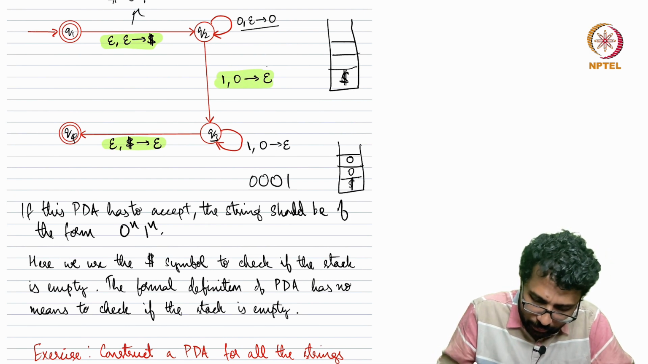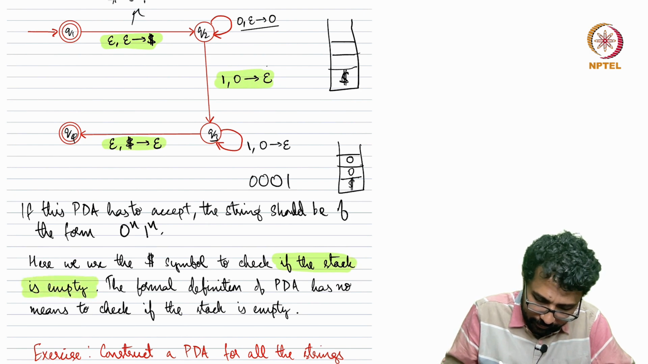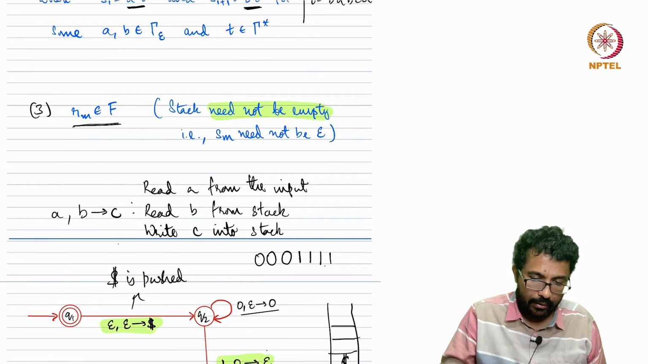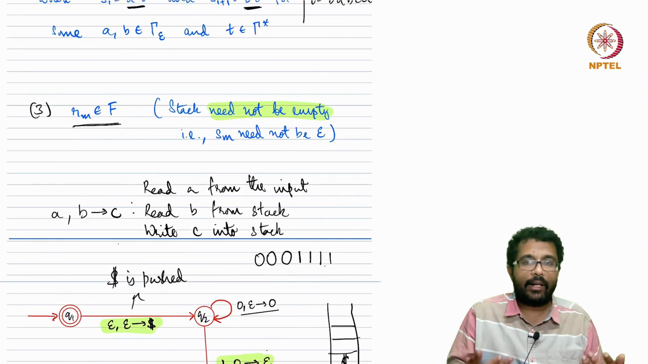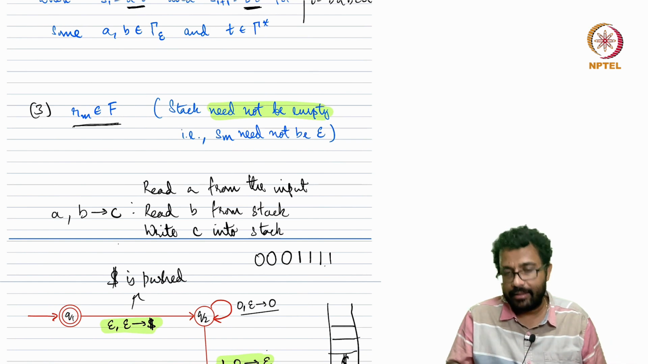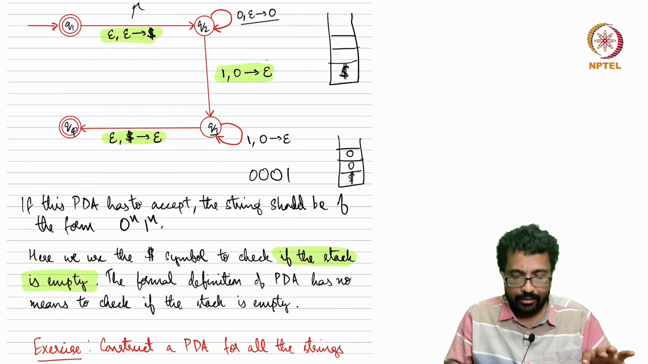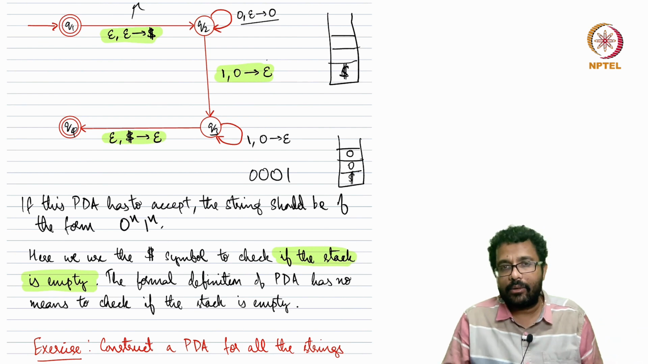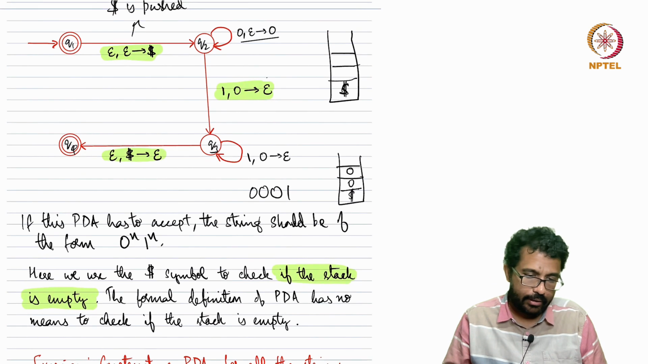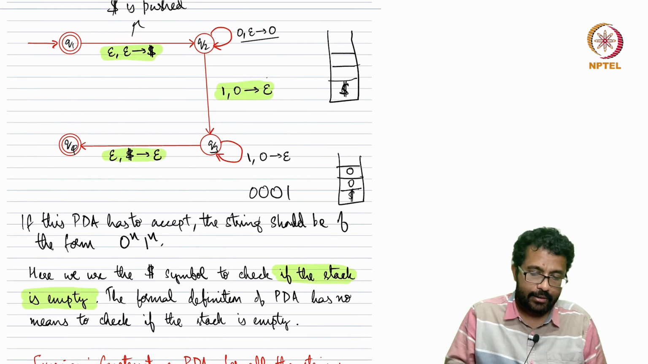This dollar is used to check if the stack is actually empty, because in the definition of the PDA itself, we said that upon acceptance the stack need not be empty, right? So that was not an essential thing. So this dollar is an artificial workaround to ensure that the stack gets emptied. Okay, so this is a PDA for all the strings 0 power n and 1 power n.